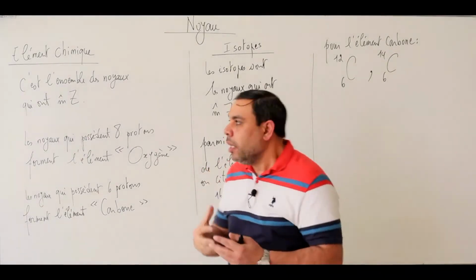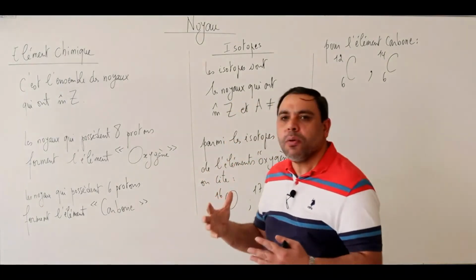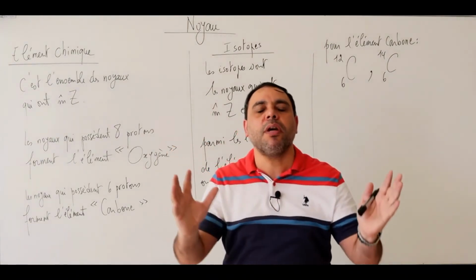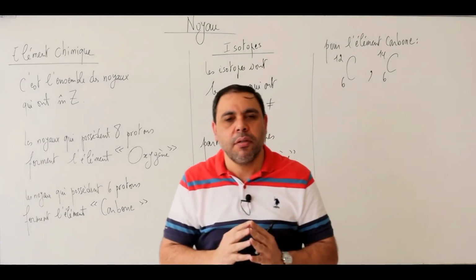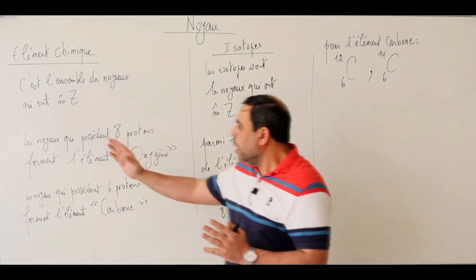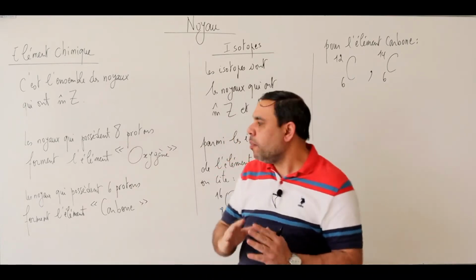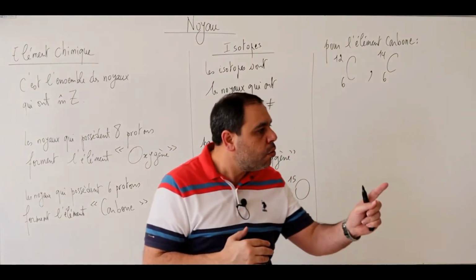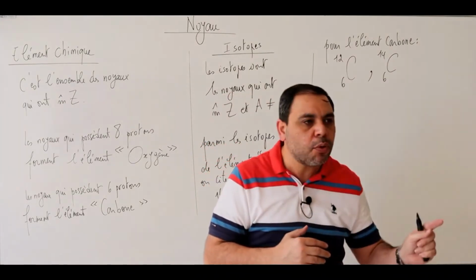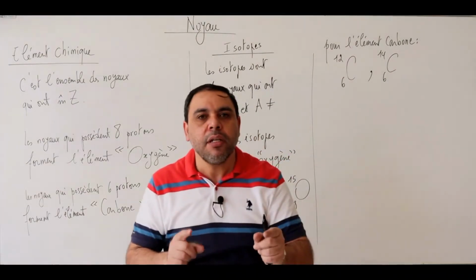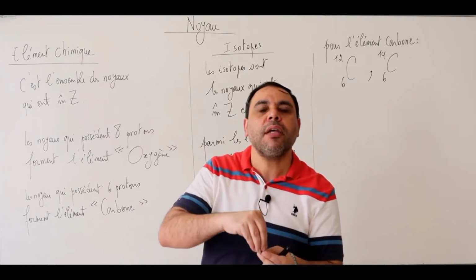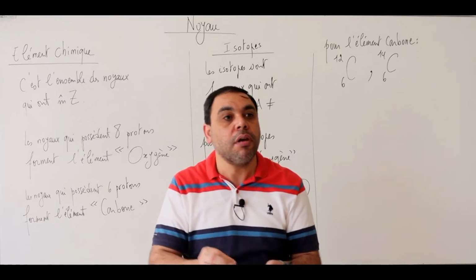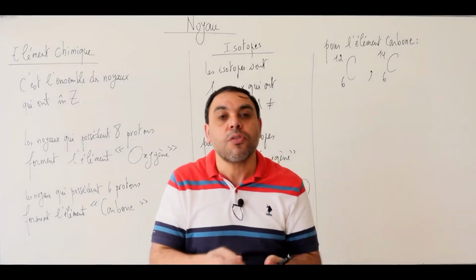Now, what is a chemical element? It is the set of nuclei that have the same Z. The nuclei that possess 8 protons form the oxygen element. When in nature we find a nucleus containing 8 protons, here or here, we say that this nucleus is part of the oxygen element. It is called oxygen.